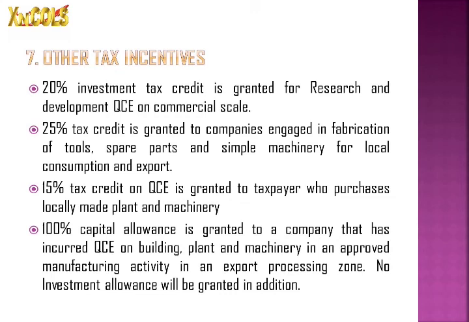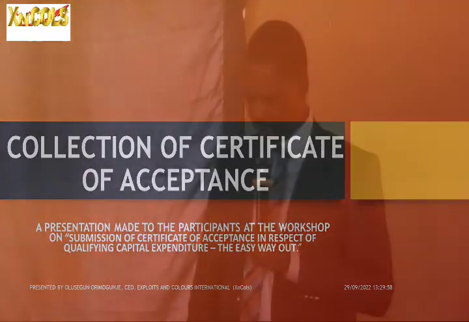100% capital allowance is granted to a company that incurs qualifying capital expenditure on building, plant and machinery in an approved manufacturing activity in an export processing zone. In this case, there will be no investment allowance granted. 95% capital allowance is granted in the first year to a company that has incurred qualifying capital expenditure on purchase of plant and machinery for purpose of replacing old ones, with the remaining 5% retained in the books until disposal of the asset. These are some of the other tax incentives that government is giving.